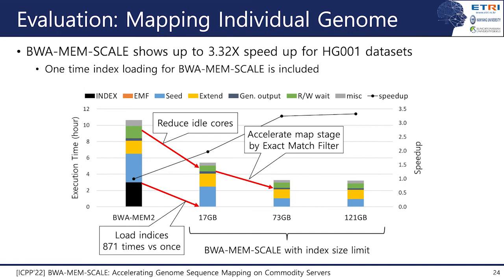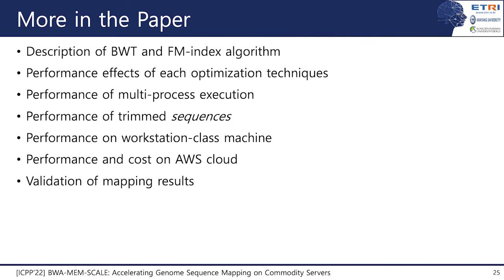The third bar, BWA-MEM-SCALE with 73 GB of indices, shows the result with the exact match filter and FM index accelerator. The main performance improvement is from exact match filter, and total speed up is 3.2 times. In the last bar, with 121 GB of indices, enumerated radix tree is applied, and the performance improvement reaches 3.32 times. In our paper, there are many things not shown in this presentation. For the details, please read our paper.